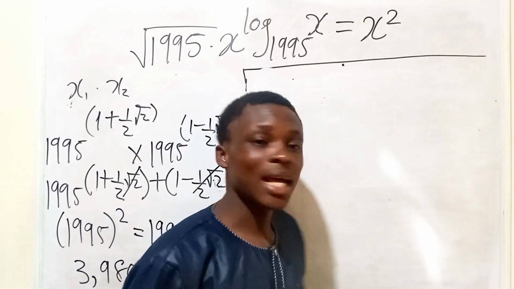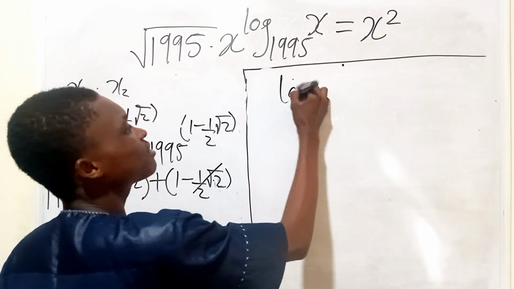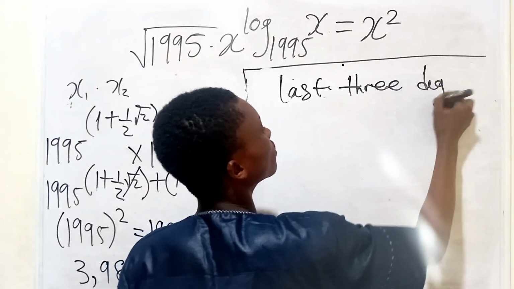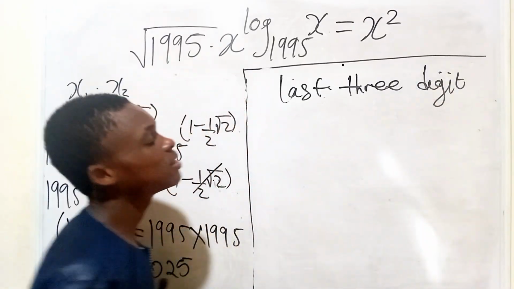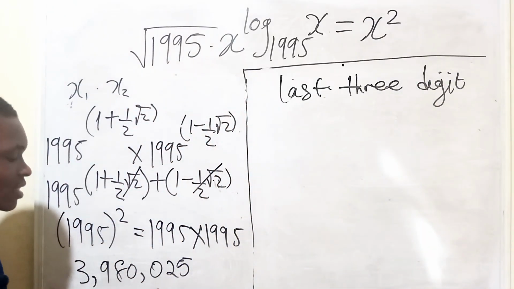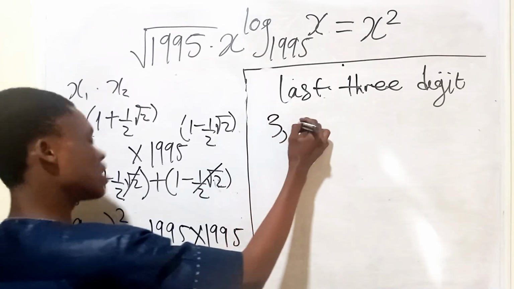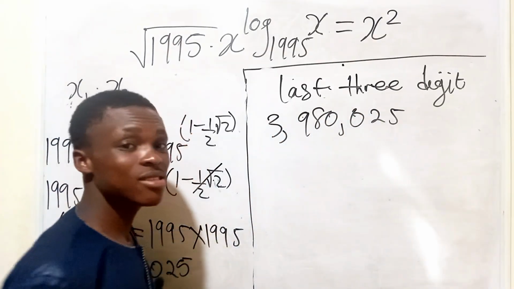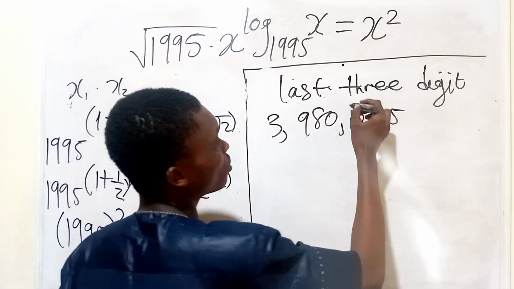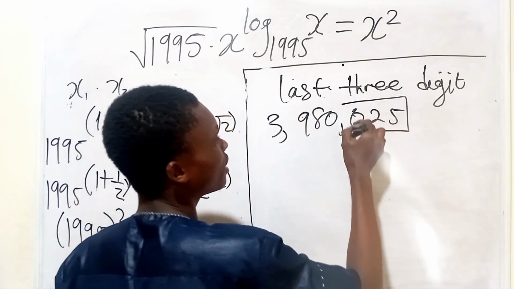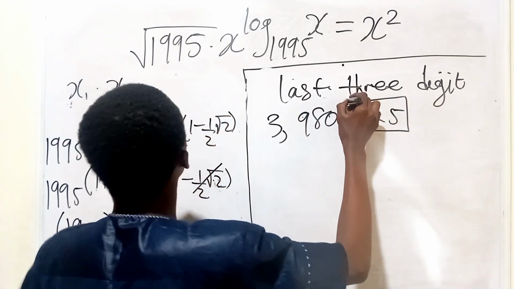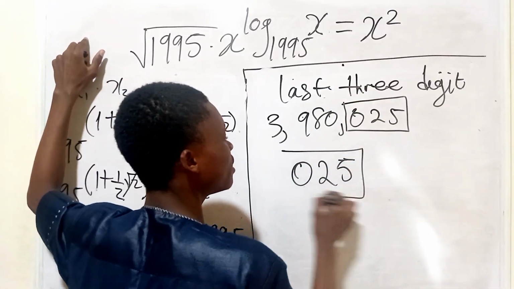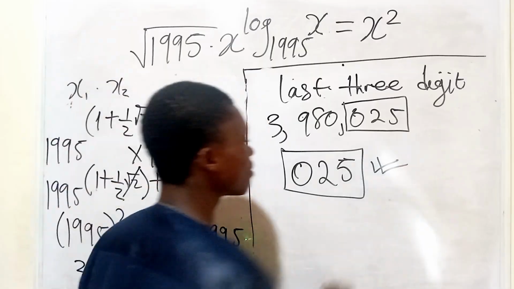But you can remember that the question asks us to find the last three digits. So the last three digits of 3,980,025, the product. This is the last three digits. So the answer to this is just 025. And this is the right answer.